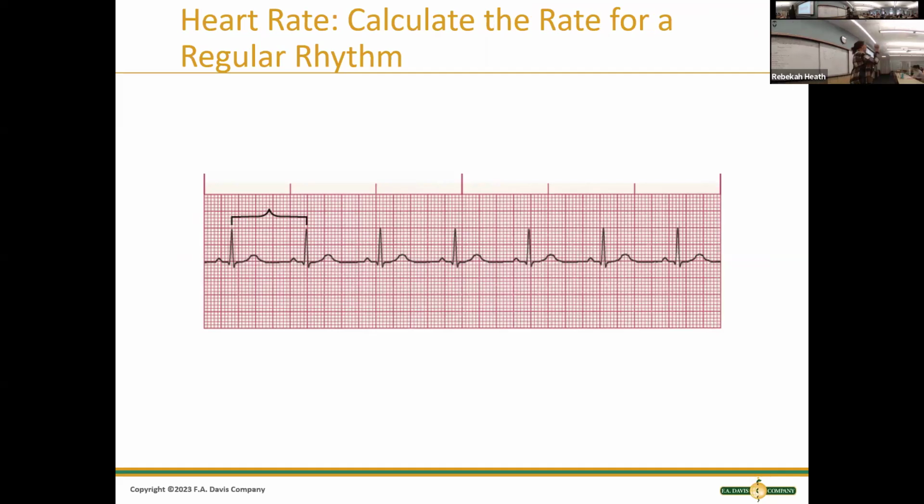All of the strips that you have are 6-second strips. So what you're going to do is count each cardiac cycle and see how many of them there are on that strip. Generally, I choose to just count each QRS complex. That's usually the easiest way to do it. So in your head, go through and count how many QRS complexes you see on that normal sinus 6-second strip.